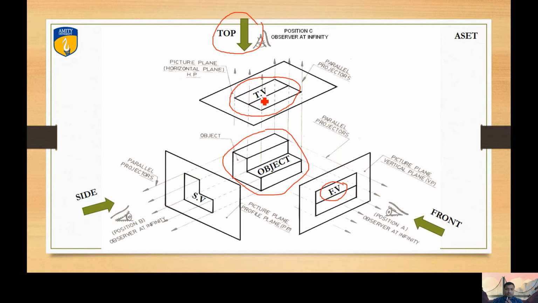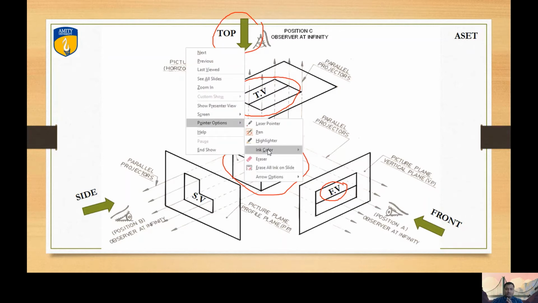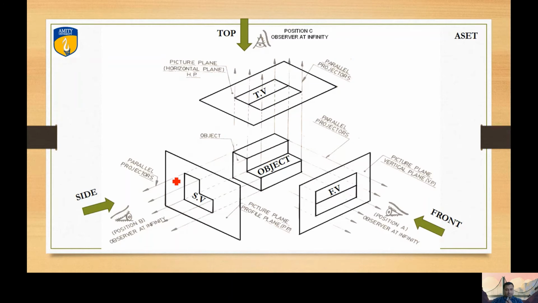So this is called top view. T.V. is representing the top view. When you see the object from the top, the view is referred to as top view. Now, there is one more view, the side view. When you see the object from the side, the view which is obtained is represented as side view. And all these three views, front view, top view and the side view, are located at some plane.